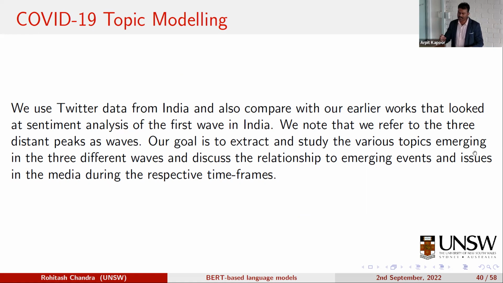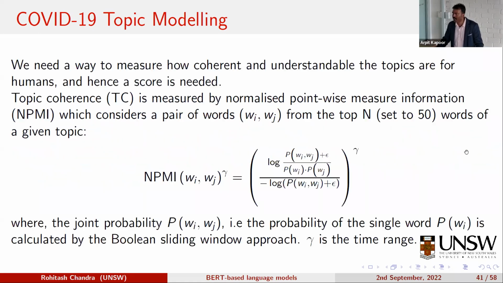So we want to see the three different waves and how they compare with each other. In order to see how well the topics are extracted, we need a measure, and that measure is NPMI. That's a way to get topic coherence.